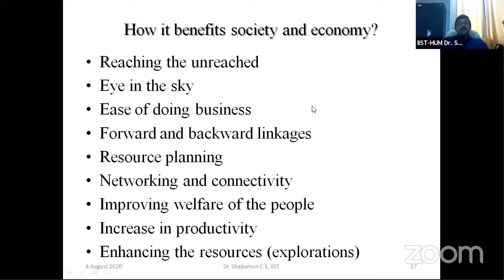Networking and connectivity is very, very important. Through space technology, you'll get networking, you'll get connectivity. You can get connected to many people, many institutions. You can have business, governance, engagements, one-to-one meetings and contacts and such kinds of things. No matter where you are in the world, you can have improved connectivity between people and between institutions. This is one of the very, very important benefits of space technology.